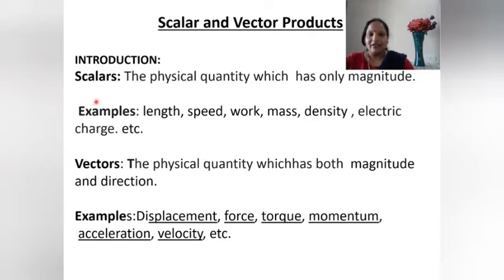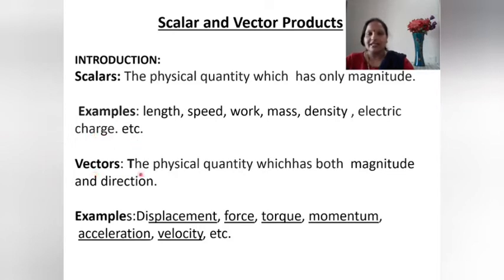A quantity which is measurable is called a physical quantity, and all physical quantities are grouped into two types: scalar quantities and vector quantities, or scalars and vectors. A scalar is a physical quantity which has only magnitude. Examples: length, speed, work, mass, density, electric charge, etc.